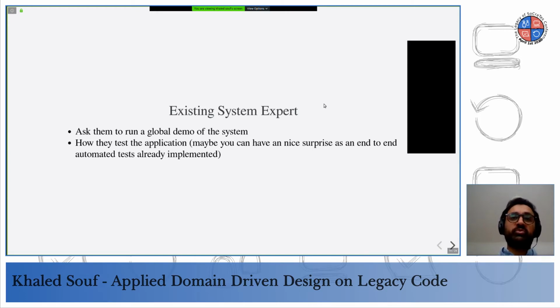And sometimes, and I say sometimes, but in most of the cases that I've been there, I got a nice surprise, because some of them are implementing automated tests, end-to-end automated tests on the legacy system. And that really gives you real value to understand the system, and you can use them after that as a non-regression test if you do some refactoring.